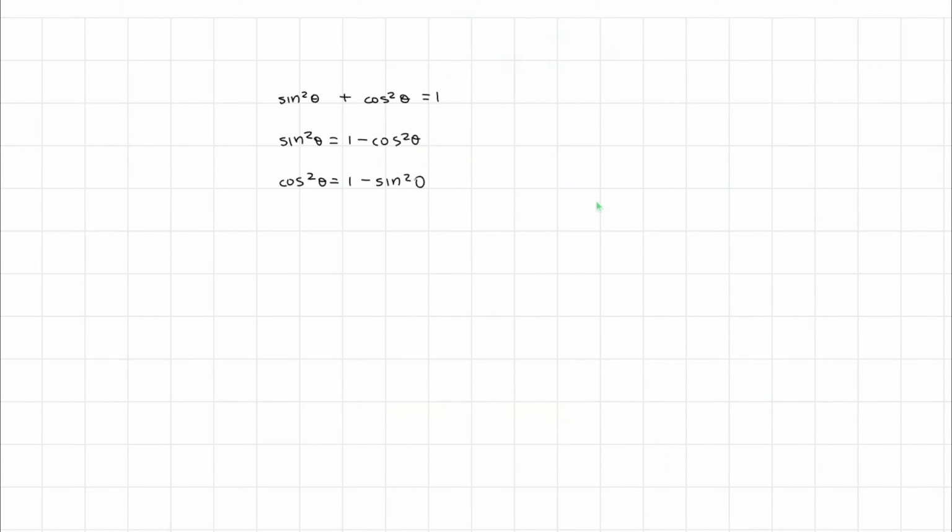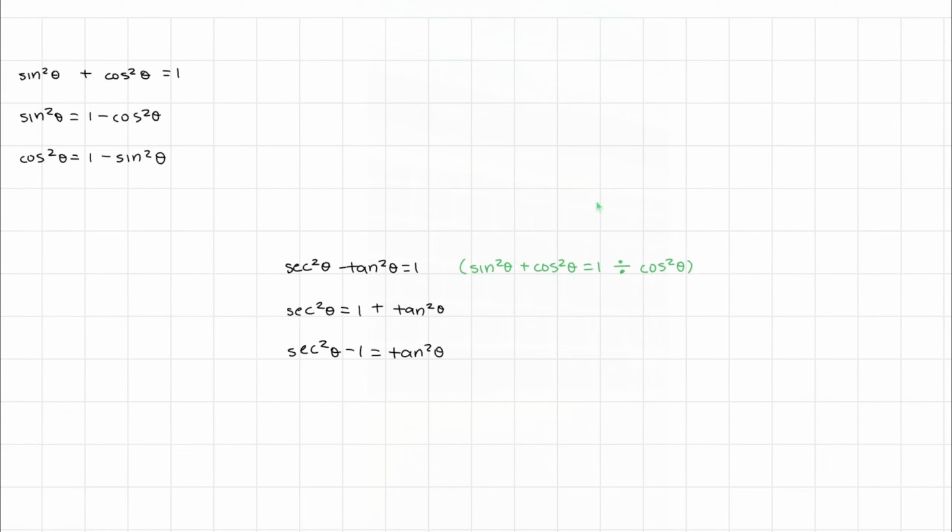We know secant squared theta minus tan squared theta is equal to 1 because sine squared theta plus cosine squared theta is equal to 1, divided by cosine squared theta. We know secant squared theta is equal to 1 plus tan squared theta, and secant squared theta minus 1 is equal to tan squared theta. I'm just going to move this to the side so I could go over the next formula.